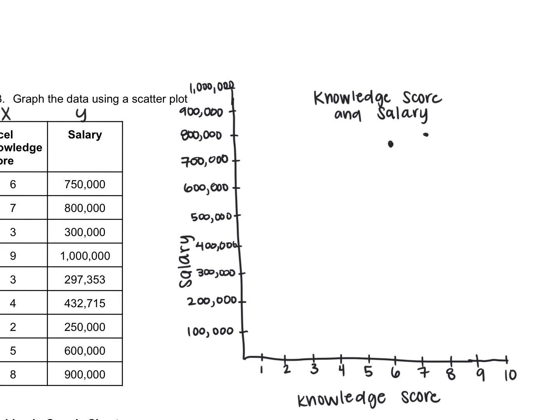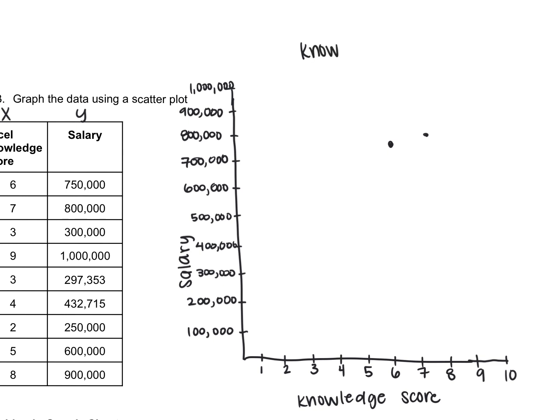I have to move my title here because it's in the way. Okay, then I have 300,000, 9 with 1,000,000, 3, and then it says 297,353. Now I'm not going to get exact there, but it's going to be just right below my 300,000.